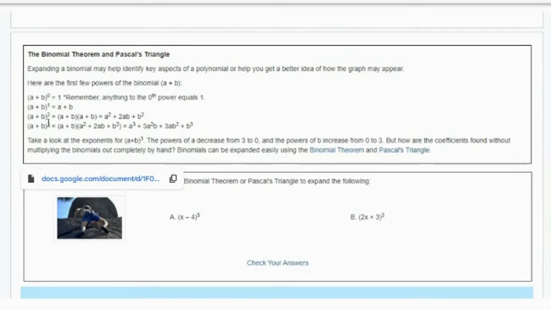But when you start getting bigger, a plus b squared, which would be a plus b times a plus b, that's a squared plus 2ab plus b squared. A plus b to the third, now you've got more work. You've got a plus b, and you have to multiply that by a squared plus 2ab plus b squared, and it just gets bigger and bigger. So we can kind of look at one of those with some real numbers.